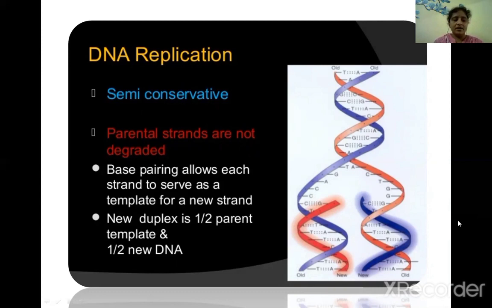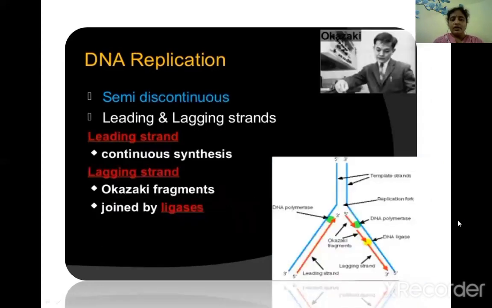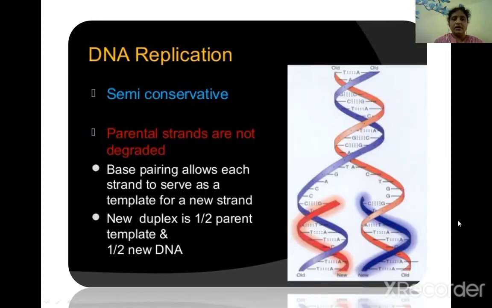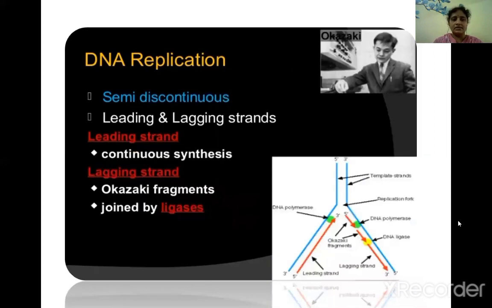DNA replication exhibits the following characteristics. This is the semi-conservative model. This is one characteristic, and another characteristic is the semi-discontinuous model. In the semi-discontinuous model, leading and lagging strands are very important.